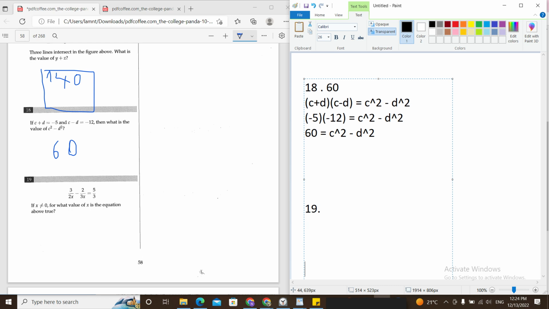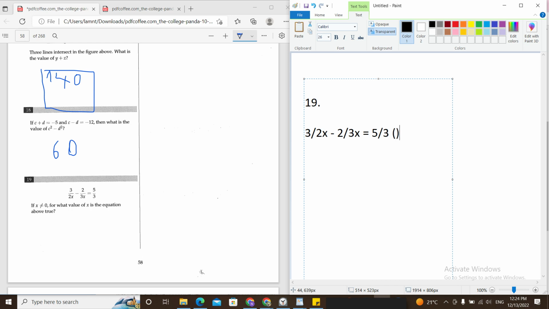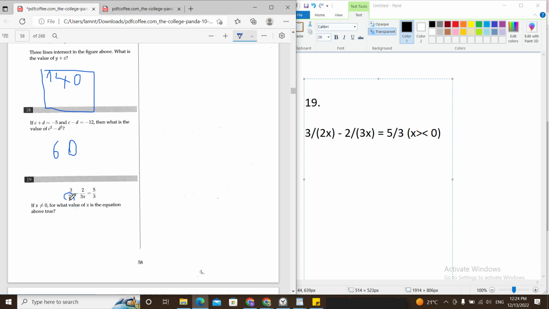So we have that 3 over 2x minus 2 over 3x is equal to 5 over 3. We have to have x different from 0 because x is in the denominator. Now we find the common denominator of 2x and 3x, and that should be 6x, right? If the denominator here turns to 6x, then we have to multiply by 3 here, and this one we have to multiply by 2.